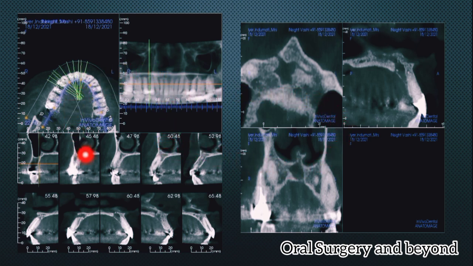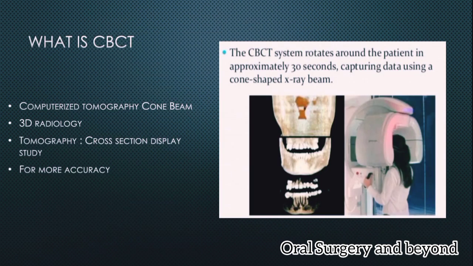These are representative scans. We are going to see which scan is important where, and how they help to diagnose certain pathology or certain anatomical aspects, and in treatment planning. As we know, CBCT is computerized tomography done by a cone beam system.